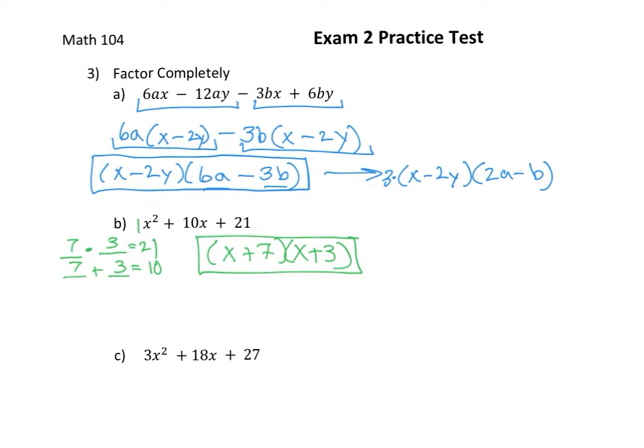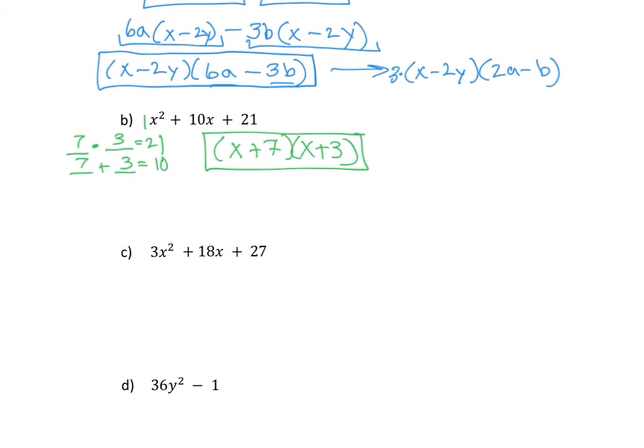All right. On C, kind of the same idea. The very first thing I must do on C, though, is let's look and see if we can find a common factor. Here, I have 3x squared plus 18x plus 27. So there's a common factor of 3. Okay, so we're factoring 3 out from each term. We're left with x squared plus 6x plus 9.